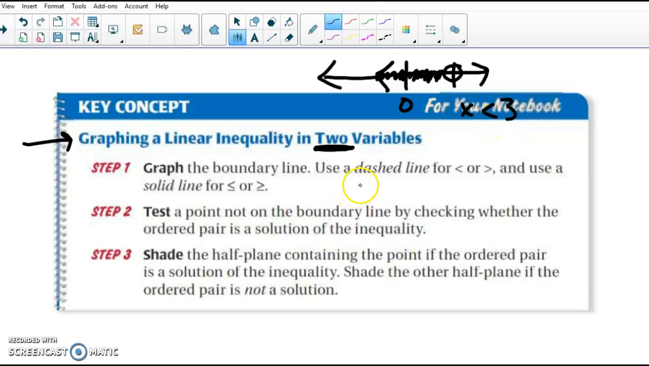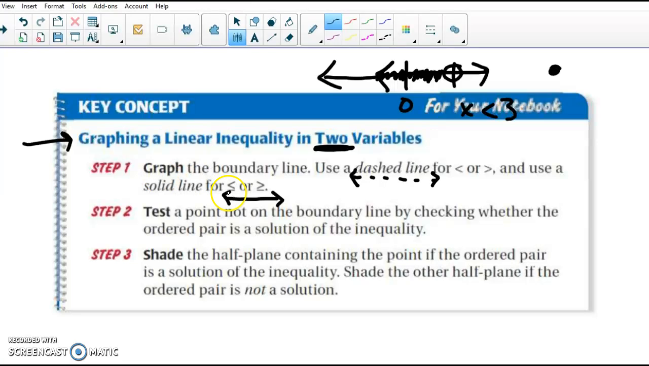Well, in this graph, we're going to use a dashed line if we use a less than or greater than symbol, and we'll use a solid line as our boundary line if we have less than or equal to or greater than or equal to. So it's similar to our open circle on a number line versus a closed circle on the number line.